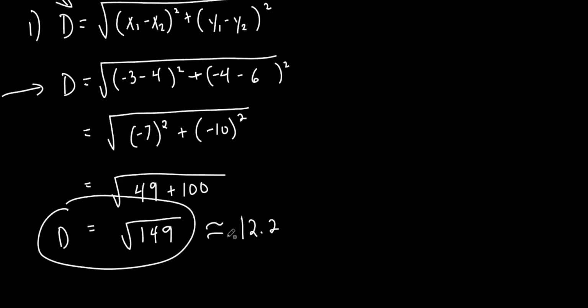Why is it approximately and not exactly 12.2? That's right. That decimal keeps on going forever. That's an irrational number, all right? And it just keeps on going forever.